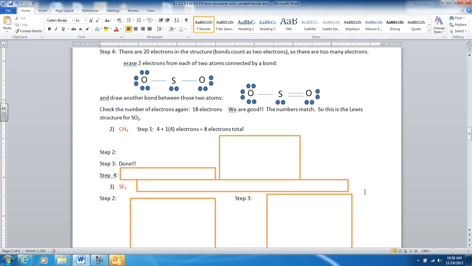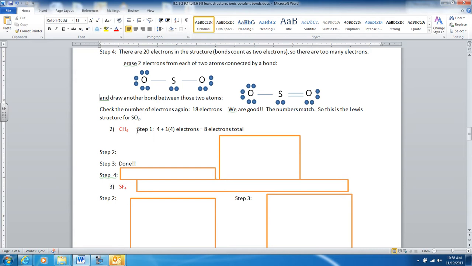Students always ask me, is this okay? If you have a slightly different answer from this right here, as long as you have a double bond, 4 total electrons on that O that has a double bond, only 2 electrons on the S, and 6 electrons on the other O, you're good.